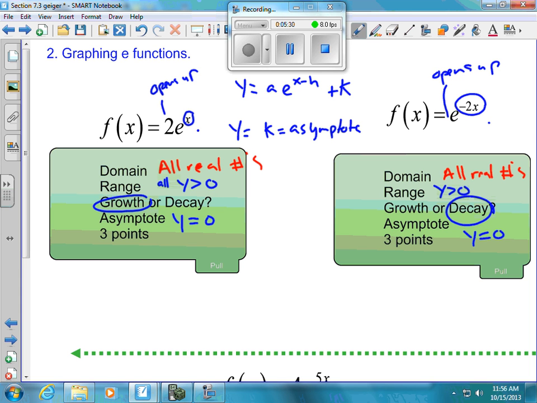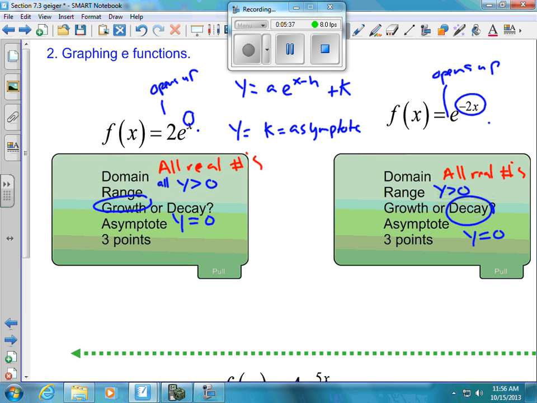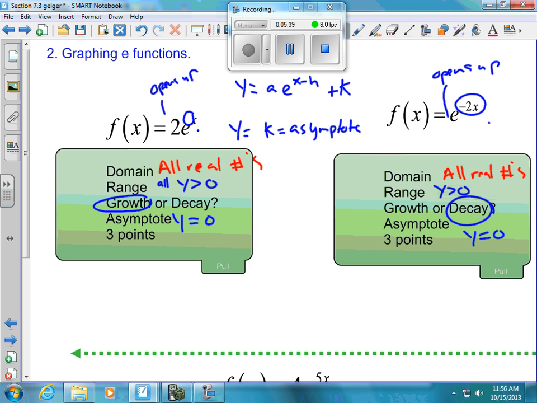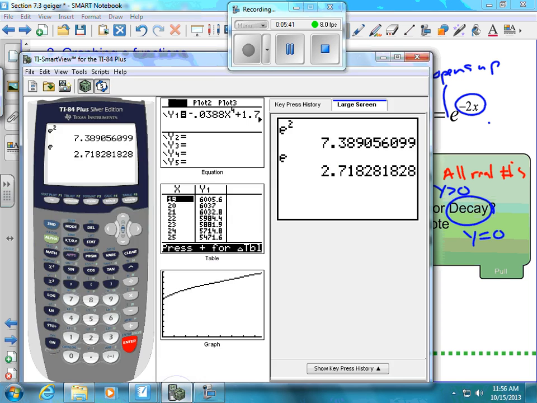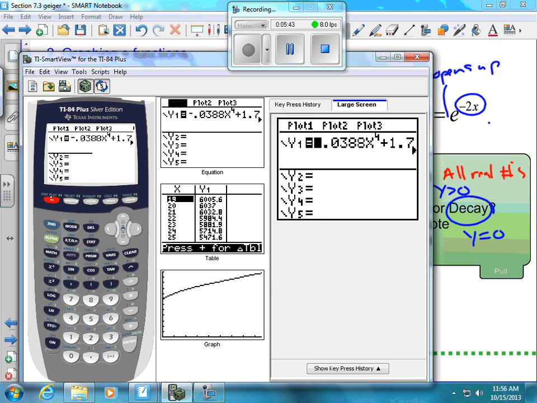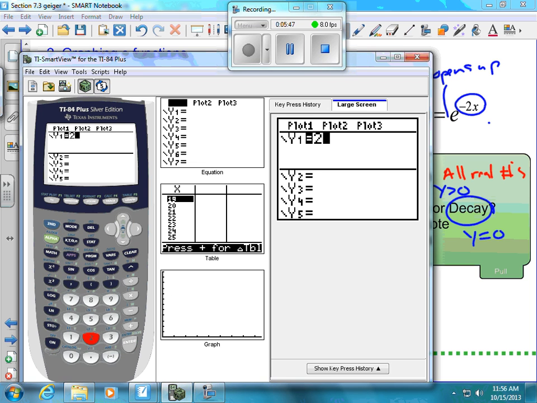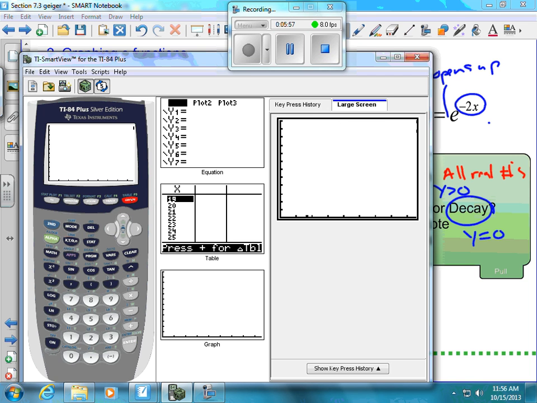So now we actually want to graph it. We need to get 3 points at least on our equation. Let's put that back. So let's graph the one on the left first. We're going to use our graphing calculator. y equals 2 times e to the power of x. And let's just graph it to see what the picture looks like. Graph it. The window is off a little bit.